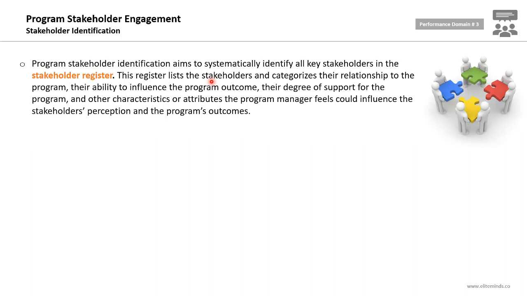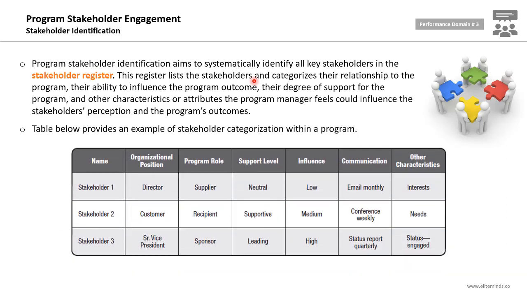At the minimum, this register will include the list of stakeholders, their ability to influence, their level of power, their level of interest, communication details with the stakeholders, their roles, etc. This depends on the form or the template the organization is using and the program manager opinion. The table below provides an example of stakeholder categorization within a program. So you can think about this table as part of the stakeholder register, which you can use in your program.